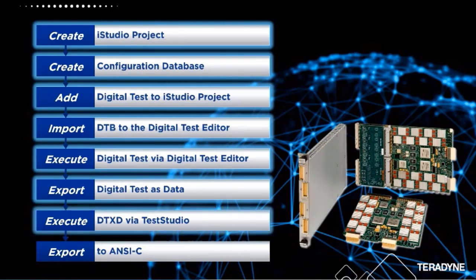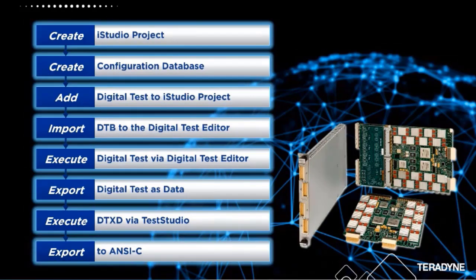With the DTXT file in hand, we will move over to Test Studio, where we will execute the DTXT using the Express Services Digital Test add-in. We will then go over the process of exporting a digital test to ANSI C and using the exported C file to build a console application that will run the digital test.